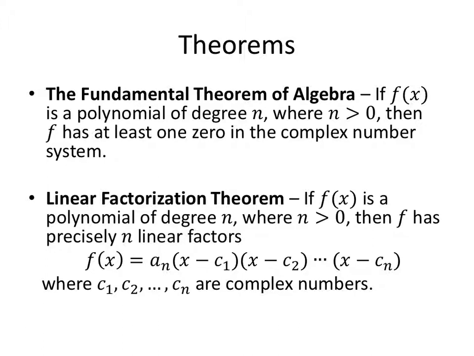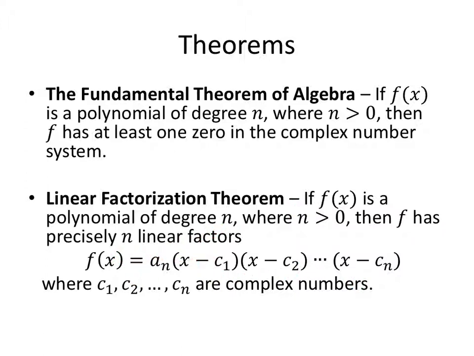The linear factorization theorem says, if f of x is a polynomial of degree n, where n is greater than 0, then f has precisely n linear factors, where we could have complex numbers. But remember, real numbers are a subset of complex numbers, rational numbers are a subset of real numbers, and so on. So this says that if f of x has degree n, there are n linear factors.